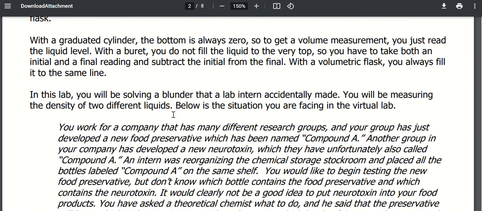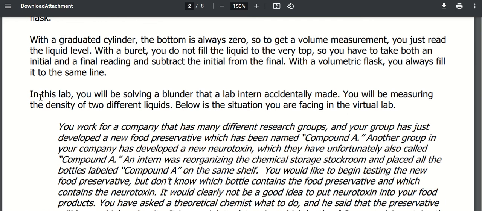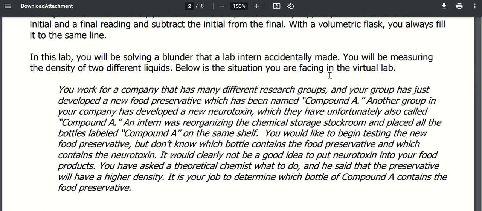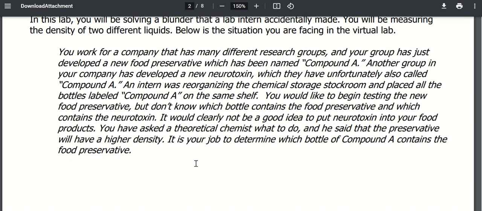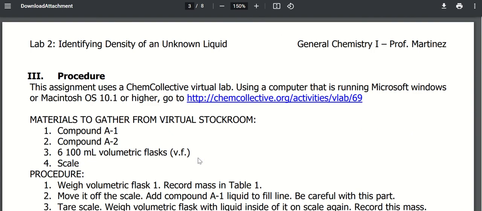So there's two parts to this lab, I would say. In the first part, you are completing a virtual simulation, and you are identifying the densities of these two liquids, but you don't know which liquid is which. But you do know that they both have different densities. I'll let you read through this, but that's the point of the lab: you are measuring their densities to determine which one is which.